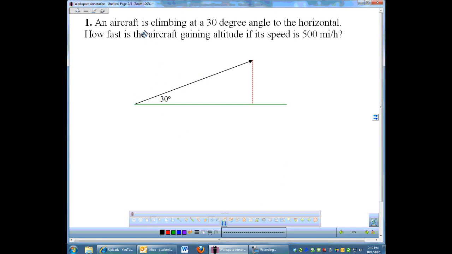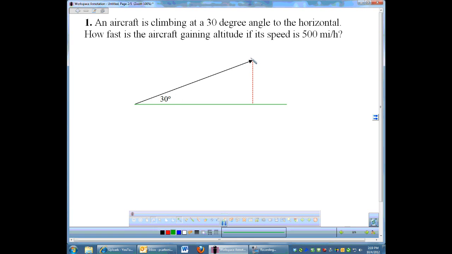Here's the first one. We have an aircraft climbing at a 30-degree angle. So our airplane here is represented by the black line, and it's climbing at a 30-degree angle, and that's fixed. So I can go ahead and label the angle 30. We'll see the airplane is traveling at a speed of 500 miles per hour in this direction right here.